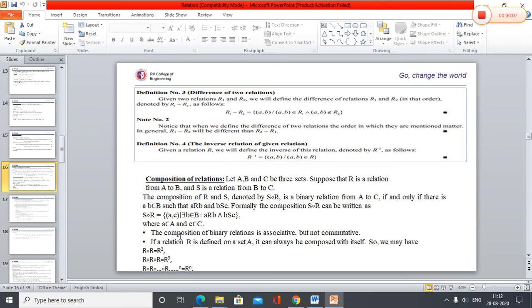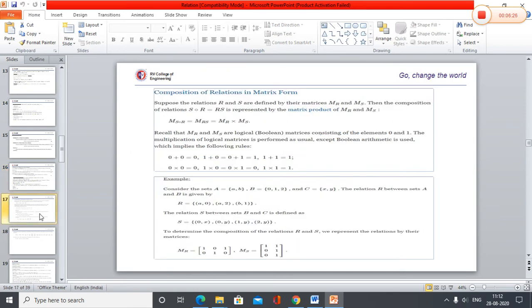Here a relation can be defined on a set A. It can always be composed with itself. That means R o R is nothing but R squared, R o R o R is R cubed, and composing up to n times gives R to the power n. So let's take one example and it will be clear. So here, composition of relations in matrix form.